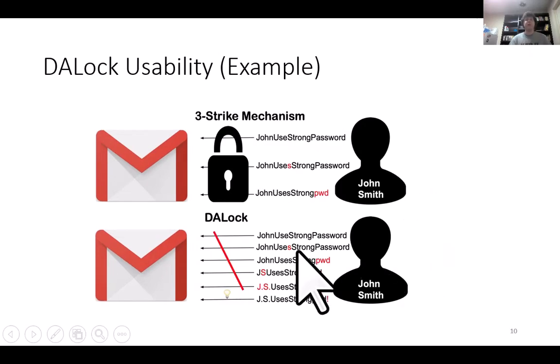On the usability side, consider the following example. Here we have an honest user, John Smith, who is trying to remember the correct format for his password. Clearly, John Smith generally remembers the correct password, but can't remember the correct format. If the authentication server adopts the 3 strikes policy, then in this case, John Smith gets locked out before he figures out the format for the correct password. However, DALock allows John Smith to avoid getting locked out, since none of the incorrect logins are globally popular passwords.